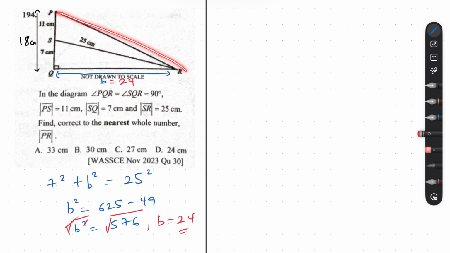Because this is also a right angle triangle, and we can use Pythagoras theorem. We know the height, we know the base. Now we can find the hypotenuse. Let's call this hypotenuse right here H. So what that means is you have H squared equal to 24 squared plus 18 squared.